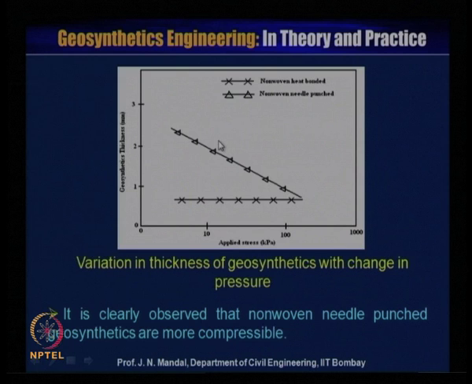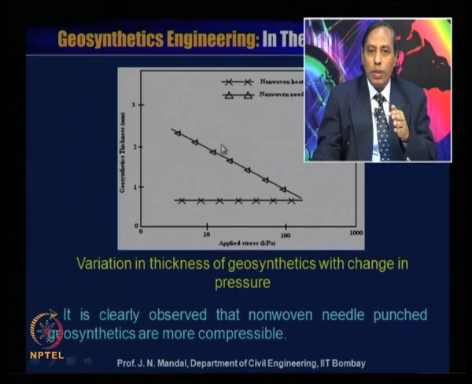You can see this figure, which relates the geotextile thickness in millimeter to the applied pressure in kilopascal. You can see there are two types of geosynthetic material, and how the thickness varies with change in pressure. This is the non-woven heat bonded material and this is the non-woven needle punched material. So it is clearly observed that non-woven needle punched geosynthetics are more compressible.